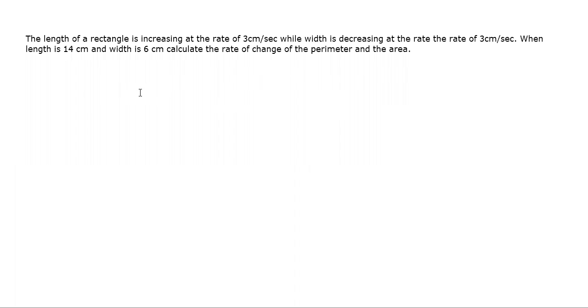Let us say the length of a rectangle is increasing at the rate of 3 centimeter per second and the width is decreasing at the rate of 3 centimeter per second. So in this question we know that dl by dt, that is the rate at which the length is increasing, is 3 centimeter per second, but the rate at which its width is decreasing is also 3 centimeter per second, but because it is decreasing, it is negative 3 centimeter per second.